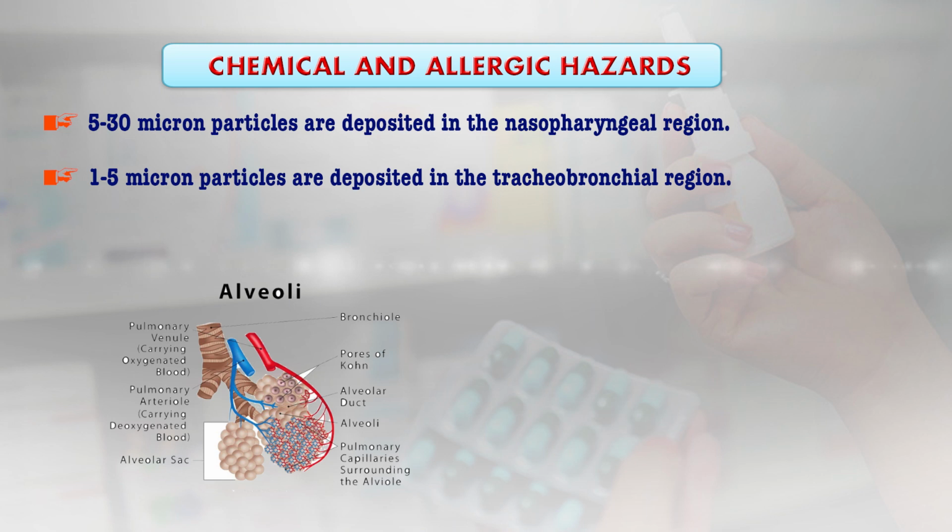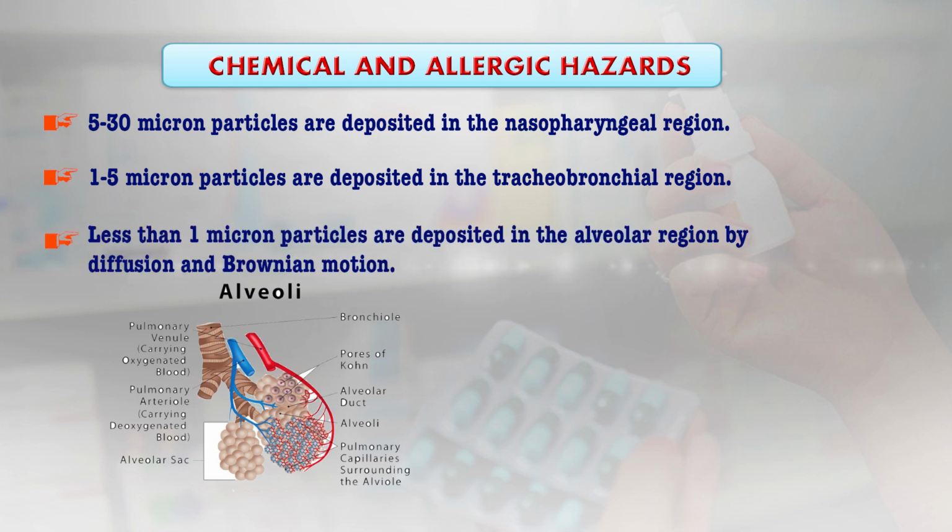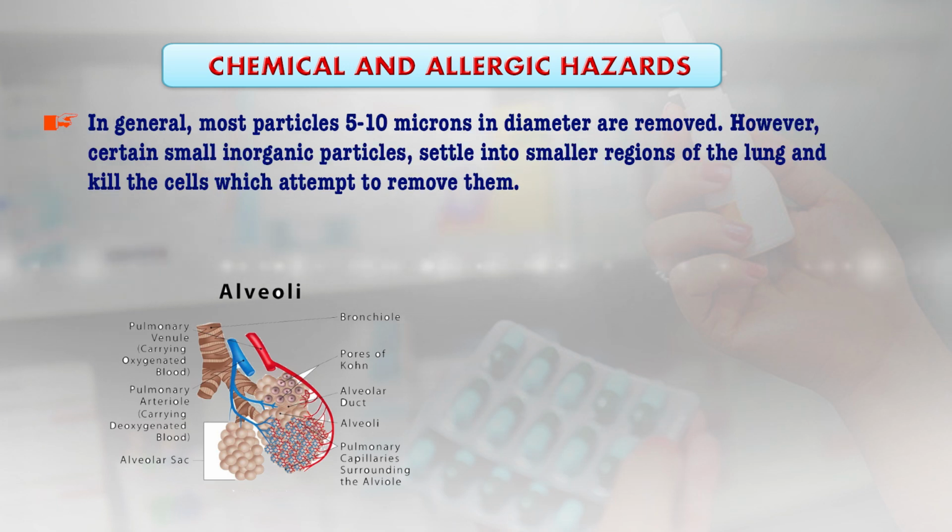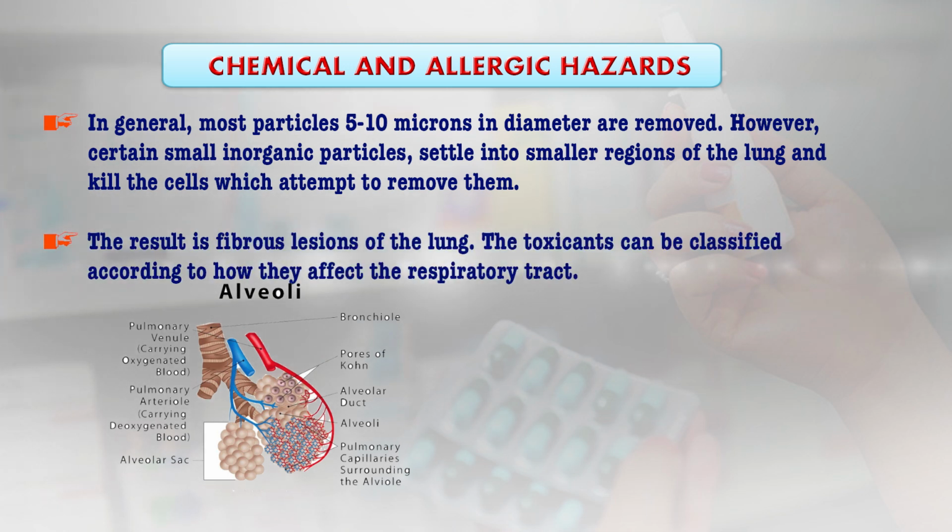in the tracheobronchial region, and particles less than 1 micron are deposited in the alveolar region by diffusion as well as Brownian motion. So, in general most particles 5 to 10 microns in diameter are removed. But certain small inorganic particles definitely settle into smaller regions of the lung and kill the cells which attempt to remove them. The result is fibrous lesions of the lung. The toxicants can also be classified according to how they affect the respiratory tract.